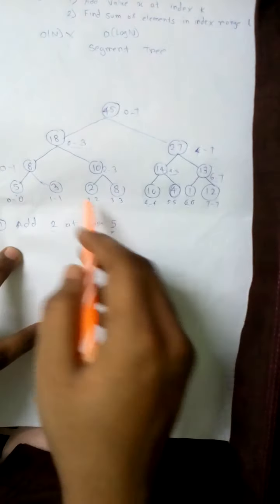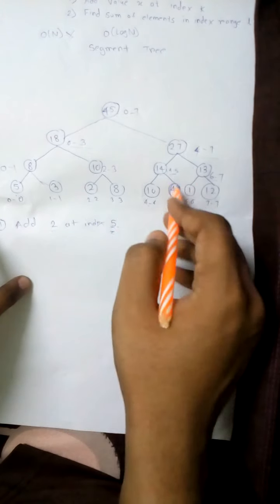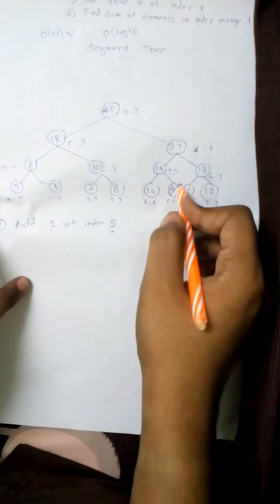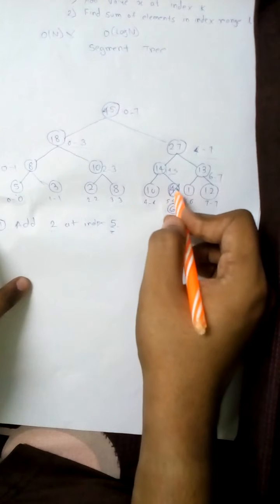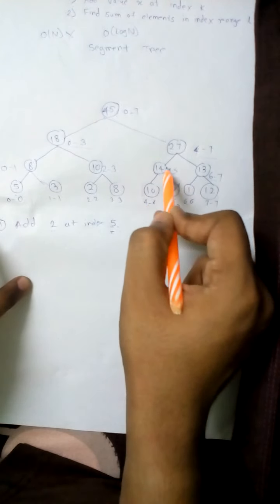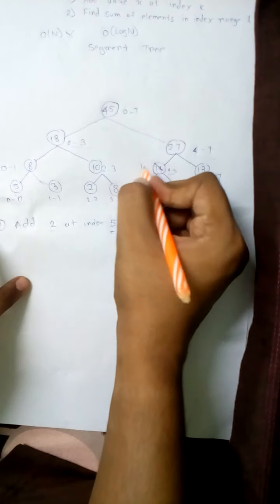add the value 2 to this index 5. So we updated this value, so it became 6. 4 plus 2 is 6, so this node will become 6 now. Then, as we go on updating, we will recursively update the sums. So 10 plus 6, this node we will update to 16.